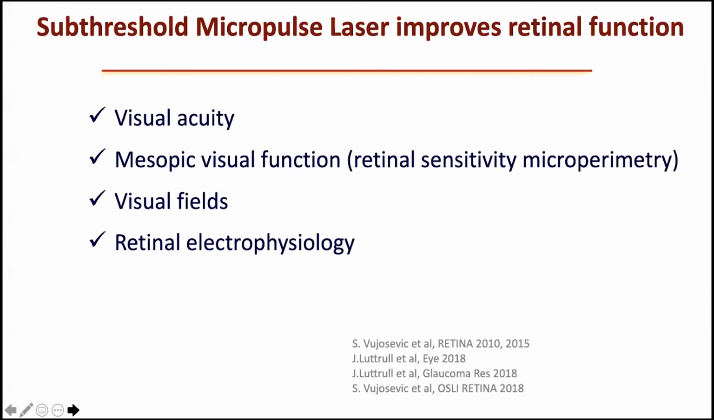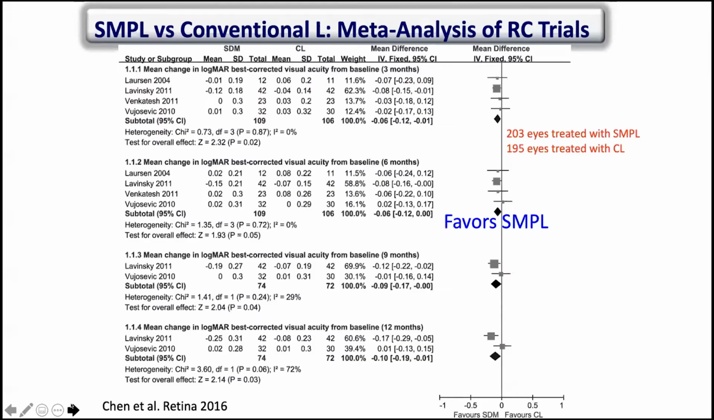The subthreshold micropulse laser improves retinal function in the sense that it increases the visual acuity. It also ameliorates mesopic visual function when measured with retinal sensitivity, and it has also been reported that it can give better results in the visual fields and retinal electrophysiology.